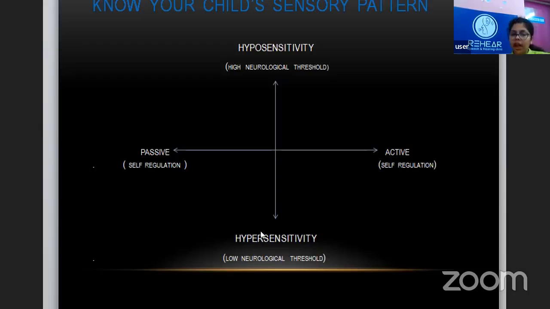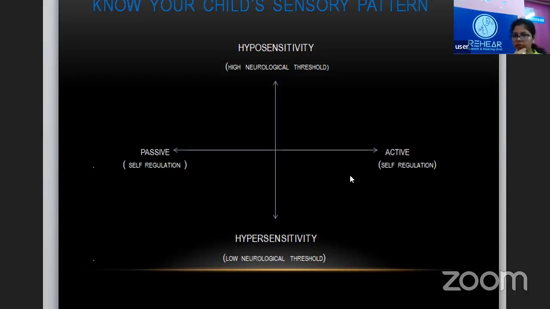And if hypersensitive plus active, that means they are avoiders. Avoider basically means that if the light is too bright, they don't enter that room. If the room is cluttered, with therapy material, toys, everything there, they don't want to come in, they are going out.